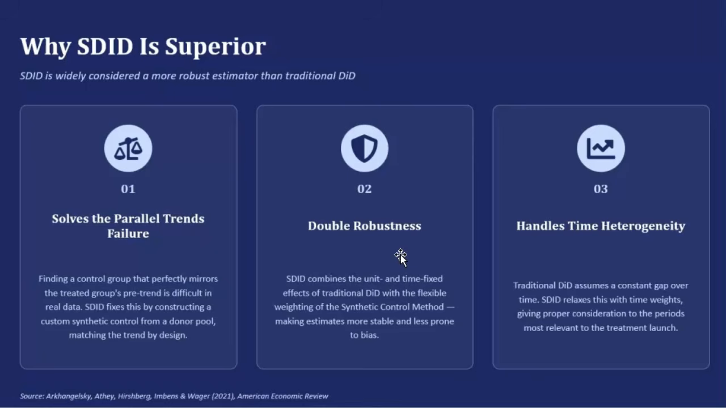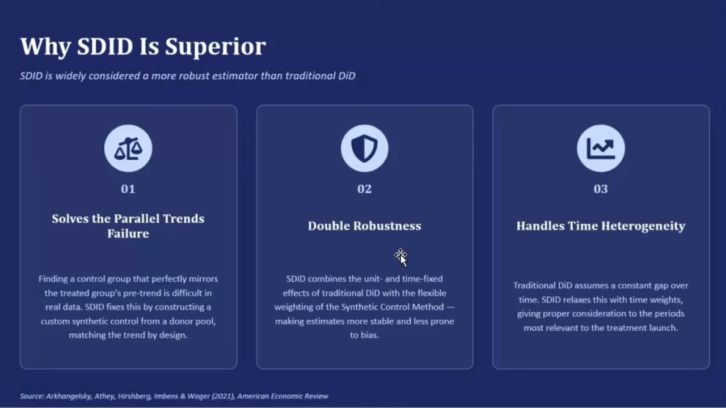And the third thing is that it handles time heterogeneity as well. Traditional DID assumes a constant gap over time, but SDiD relaxes this with time weights, so it gives higher weights to the time periods that have more similarities with the post-treatment period, and vice versa. It gives proper consideration to the periods most relevant to the treatment launch.